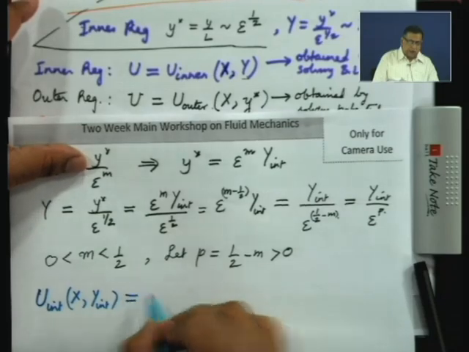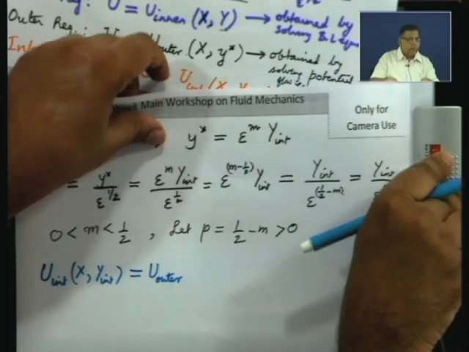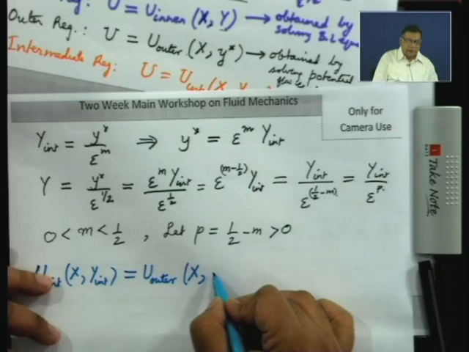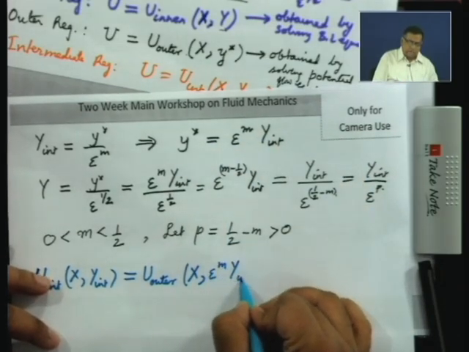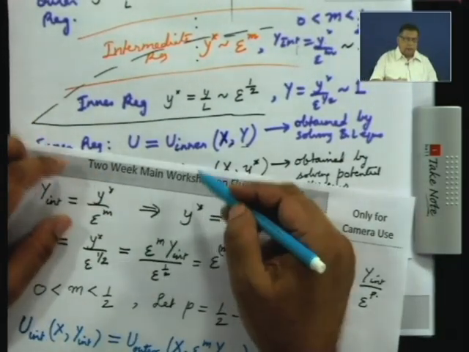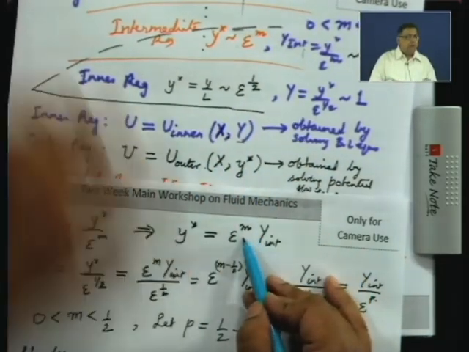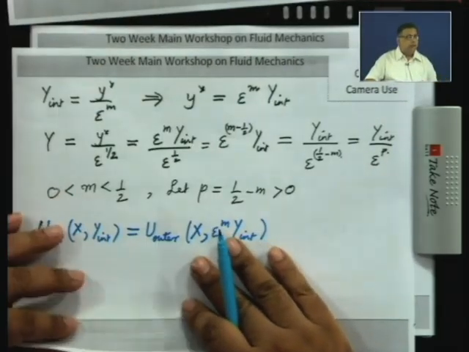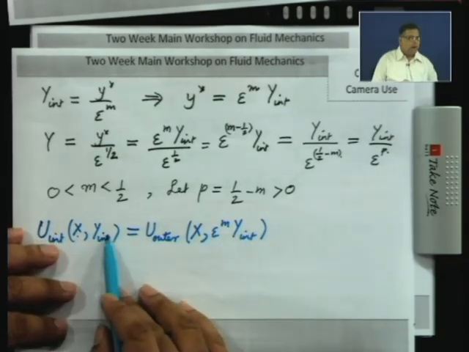Okay, so this will write as u outer of capital X comma, instead of y star I will use this function epsilon to the power m y intermediate. So, what I have done is I have taken this function u outer of x comma y star, and instead of y star I have used this relation that y star is epsilon to the power m y intermediate and substituted here. So, I am expressing this argument as x and y intermediate.